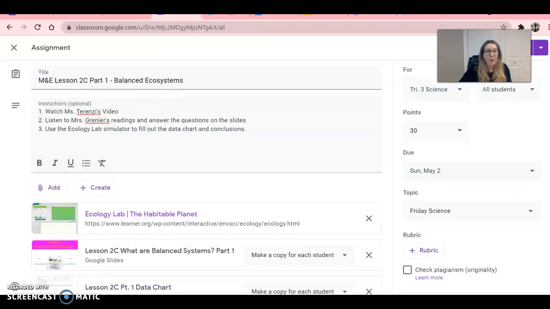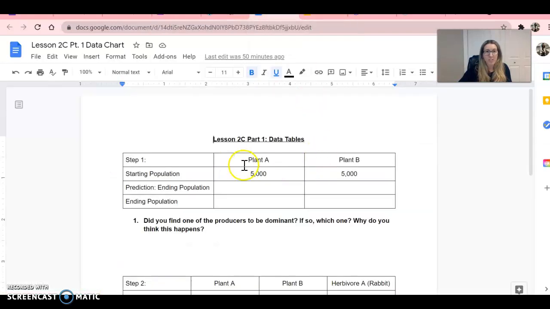What you're going to do is open up the data chart. You will see that the first step is to make a prediction about what the ending population will be when plant A and plant B are competing for the same resources. Then you're going to find out what the actual ending population is. So after you've made your prediction, using what you know, think about what might happen if these two plants are competing. Do you think that one will be more dominant? Do you think that they'll live harmoniously and have no problems? This is where you're going to make your prediction. What do you think the ending population will be for plant A or for plant B at the end of the 100 days after the simulator is run?